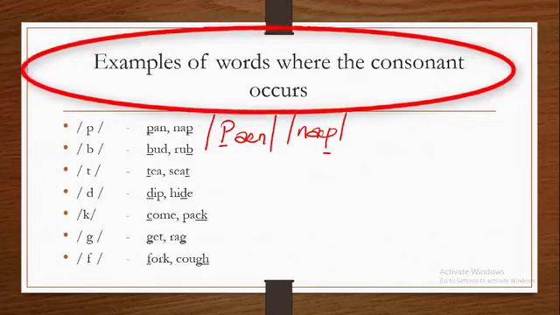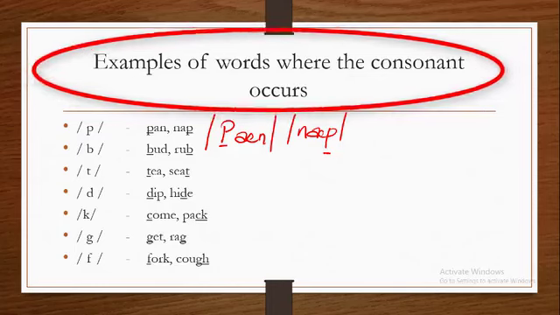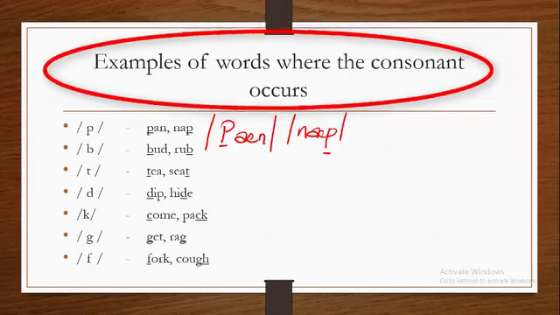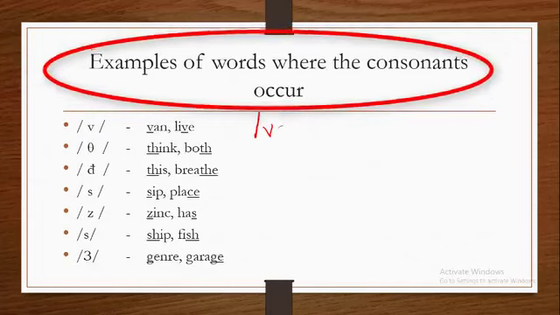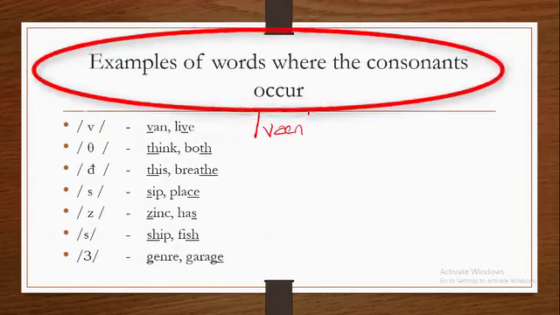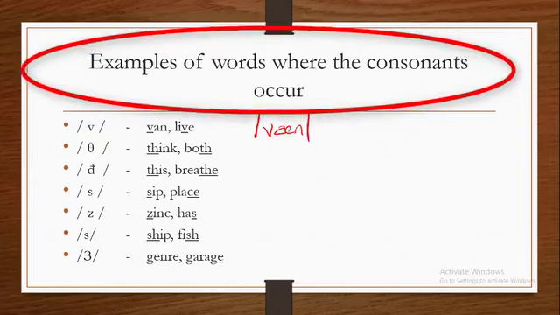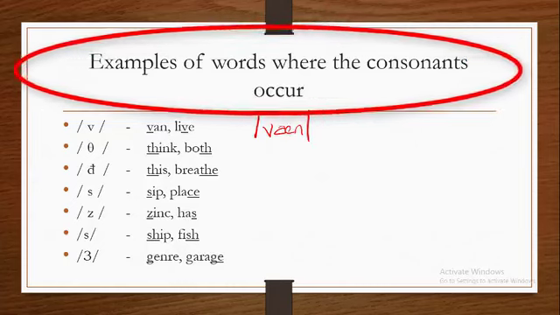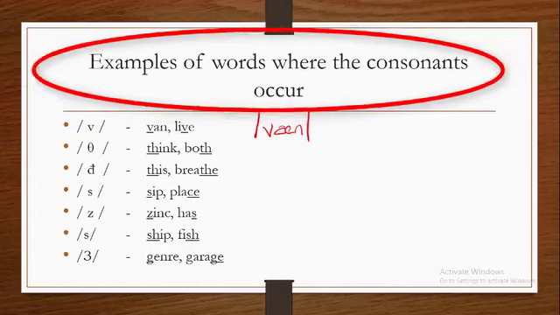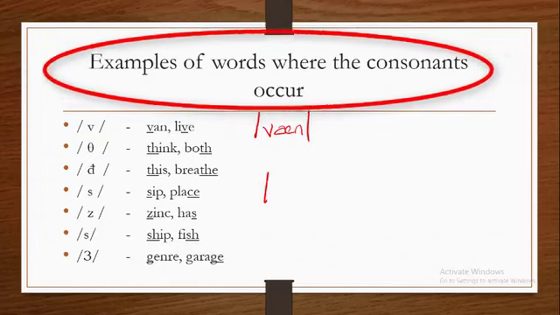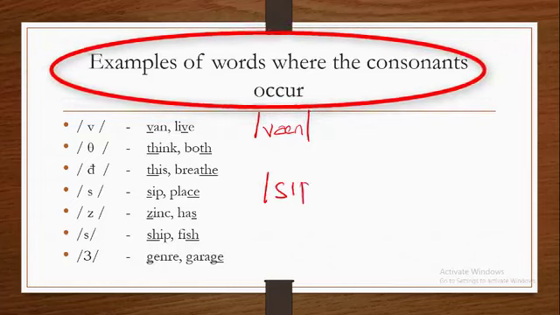We have rag. We have fork. We have cuff. Okay. We have van. If you transcribe that, we have van. We have think. Well, we have both. We have this. We have breathe. We have sip. Then we have zinc.